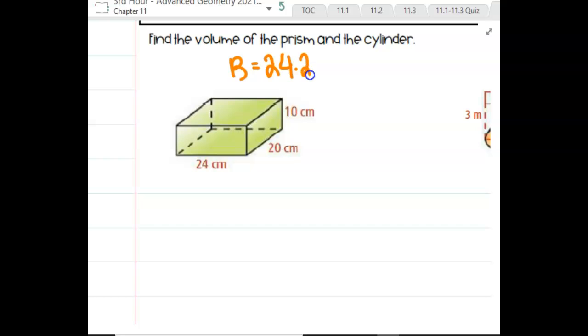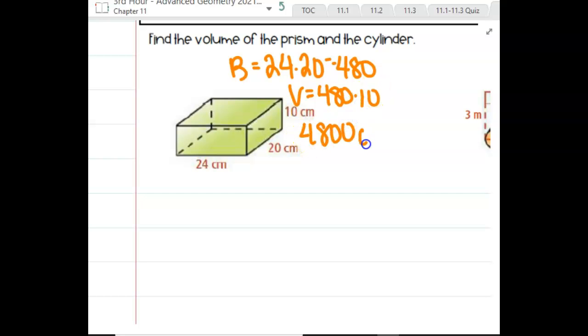24 times 20, and we get 480. That's the area of the base. So then to find the volume, you take the area of the base times the height, right? This is what's nice about picking the bottom of the prism, because then for the height, you're just looking at, well, how tall is this prism? 10 centimeters. So your volume is 4,800 centimeters cubed.